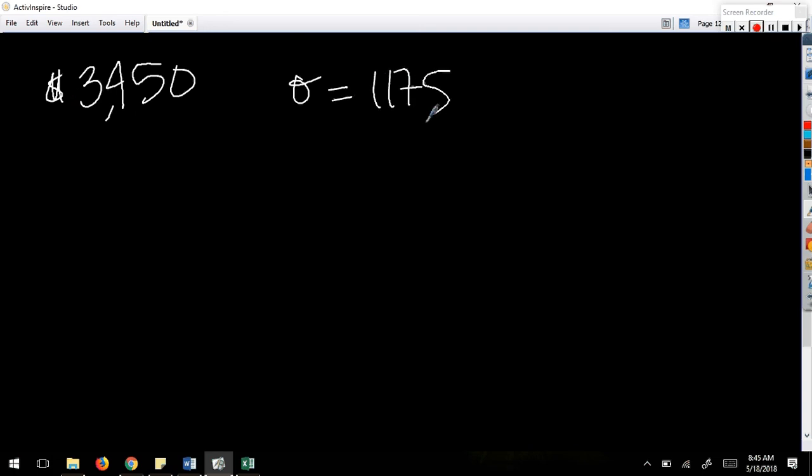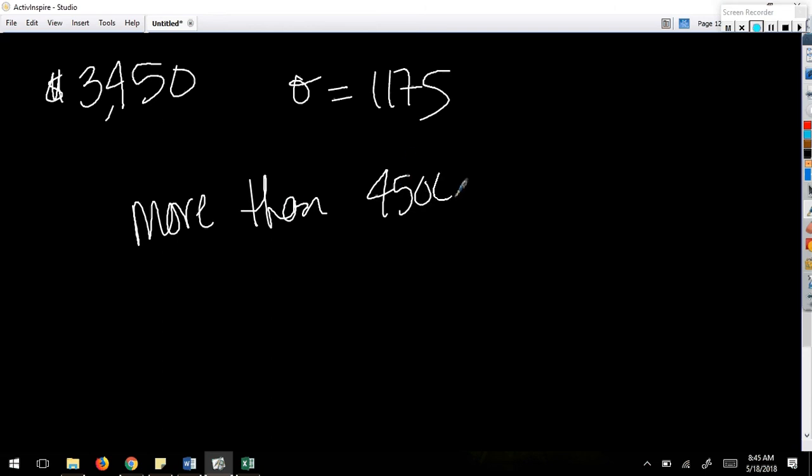A survey of 20 colleges found that the average credit card debt for seniors was $3,450. That's not student loans, that's just average debt. The debt was normally distributed with a standard deviation, and this is pretty big, of $1,175. It's pretty spread out. Some people owe a whole lot, and some people don't owe much at all. So what's the probability that you get to be a senior in college and you owe more than $4,500?